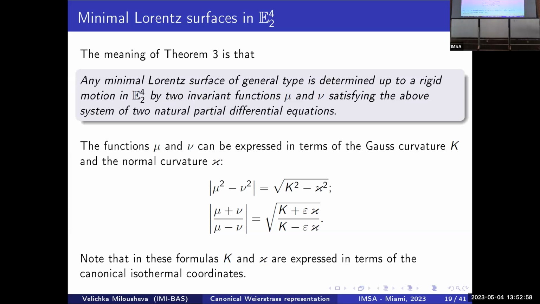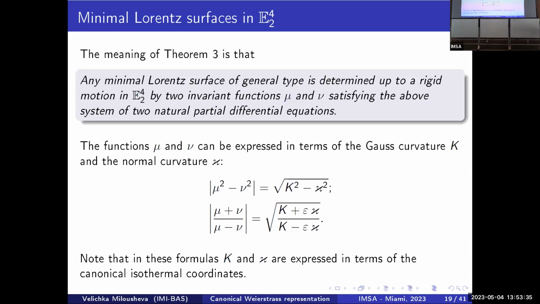The idea here is that the functions mu and nu are parameterized by special canonical parameters, and these parameters give us the possibility to minimize the number of functions and the number of equations which describe this class of surfaces. This is reduced to 2 in this case. And in terms of these canonical parameters, everything can be calculated more easily.